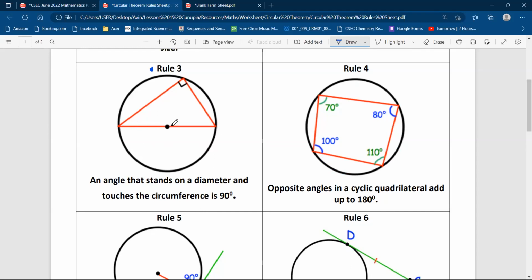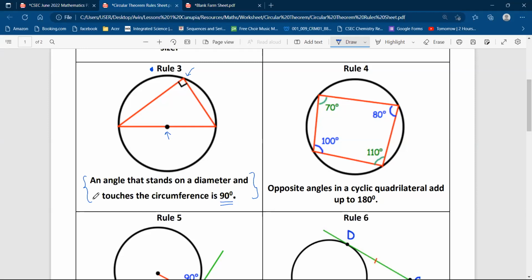Remember, whenever you have a diameter, and this is a diameter because it's going through the center of the circle. Remember, the diameter has to go through the center of the circle. When you have an angle starting at the beginning of the diameter, hitting the circumference, it must touch the circumference, right? It cannot miss the circumference and goes to the other end of the diameter. That angle is always 90 degrees. So it's this exact sentence you need to write for the examiner, right?